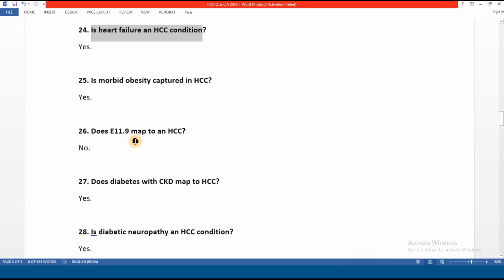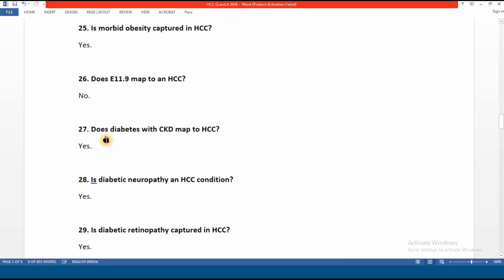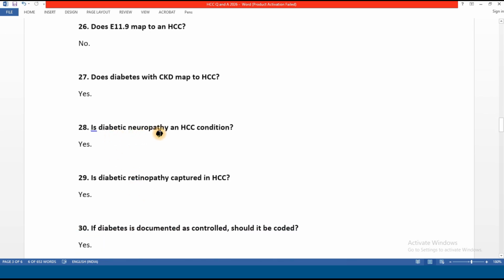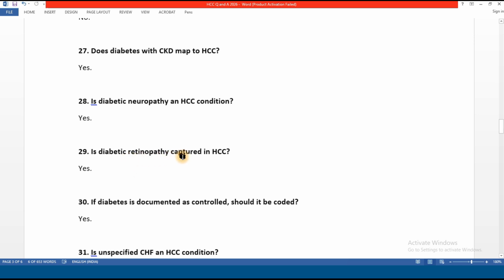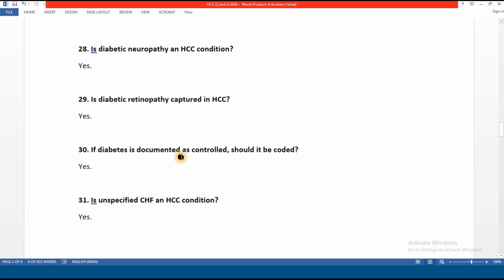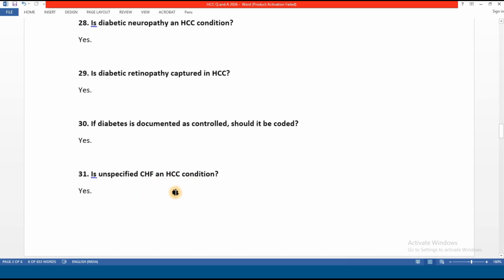Does E11.9 map to an HCC? No. Next, does diabetes with CKD map to HCC? Yes. As we have discussed, diabetes with complication maps to an HCC condition. Is diabetic neuropathy an HCC condition? Yes. Okay. Is diabetic retinopathy captured as an HCC condition? Yes. If diabetes is documented as controlled, should it be coded? Yes. Okay. Is unspecified CHF an HCC condition? Yes.